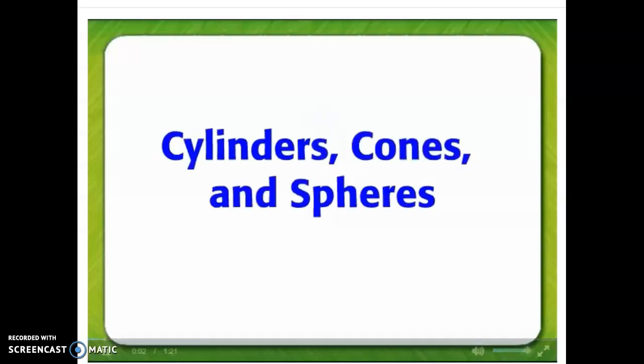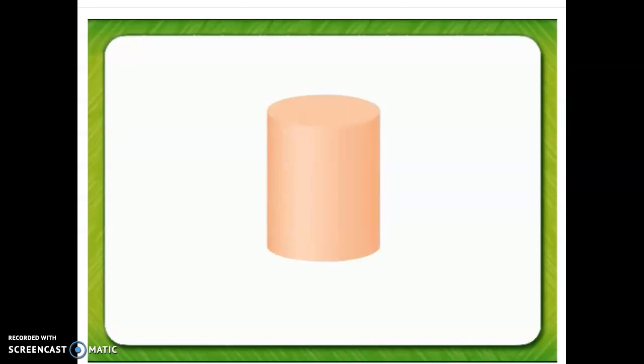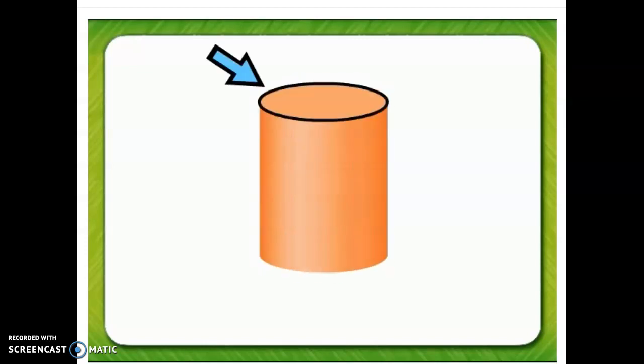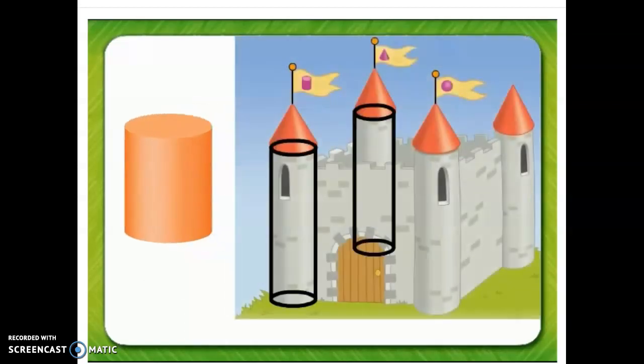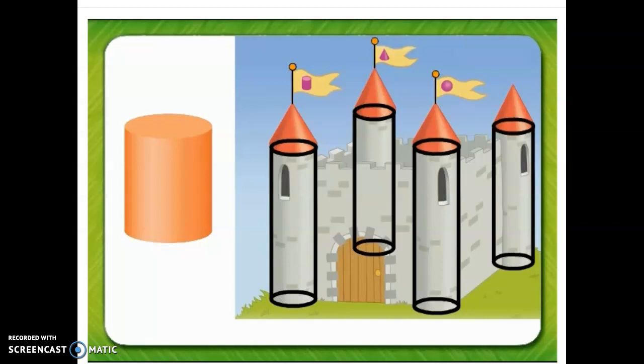Cylinders, cones, and spheres. This is a cylinder. A cylinder has two faces and no vertices or edges. These castle towers are shaped like cylinders.